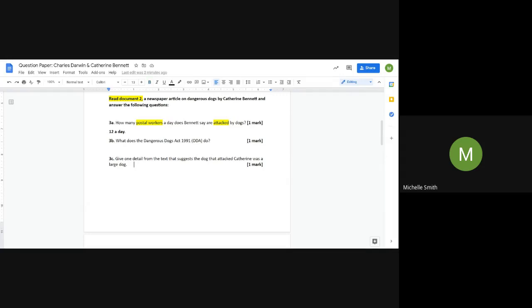So you're looking for quotes that show that that dog was big. Okay, and you need to be really specific. Not that that dog was scary, but that the dog was big, because it says a large dog. So it's about reading the questions really carefully. So set your phone for about 5 minutes and see if you can answer the rest of those questions.